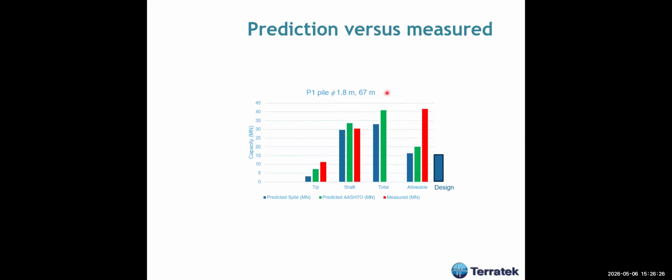These are the 1.8 meter diameter pile results. The results are the same. Very good prediction between both methods, SPile and the AASHTO method. And here's the measured in red, okay?